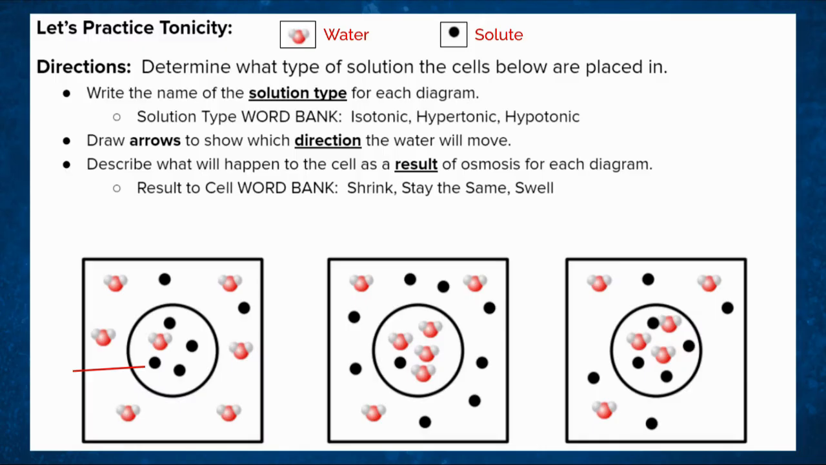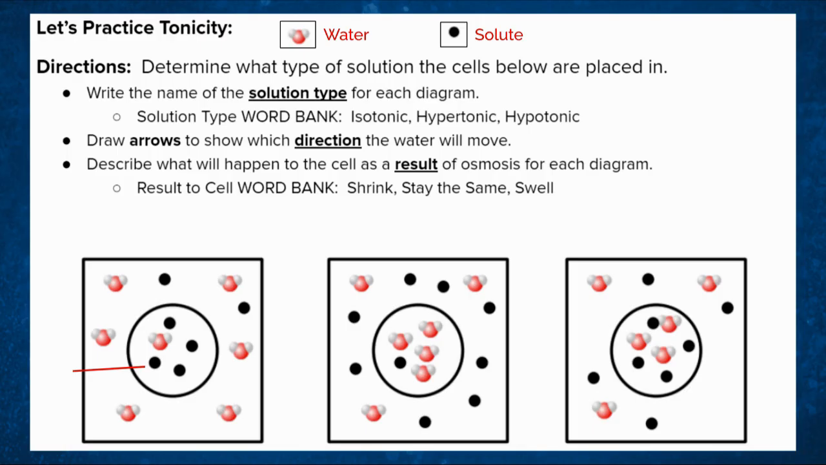So, on this page in your guided notes, you're tasked with identifying whether each of these squares is depicting an isotonic, hypertonic, or hypotonic environment. And what you will have to do is draw arrows to show the direction water is going to move, and then say whether the cell will shrink, stay the same, or swell because of the way water is moving. To complete this, we have some helpful keys. They tell us what water looks like, and they also tell us what the solute looks like. We will work through the first one together.